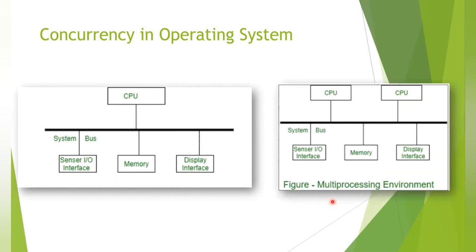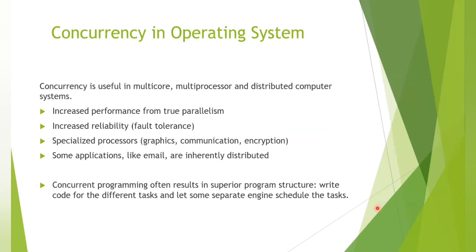So now let's see a multi-processing environment. Here we see that we have multiple processors. We have two CPUs here, and they take care of the sensor, input output interface, memory, and display interface. So what happens here is these two processors share the resources. Resource sharing is done. So this is a multi-processing environment. Concurrency is useful in multi-core, multi-processor, and distributed computer systems.